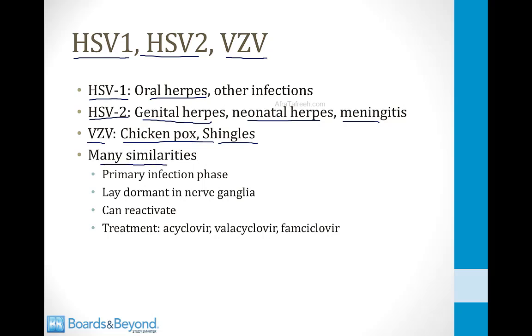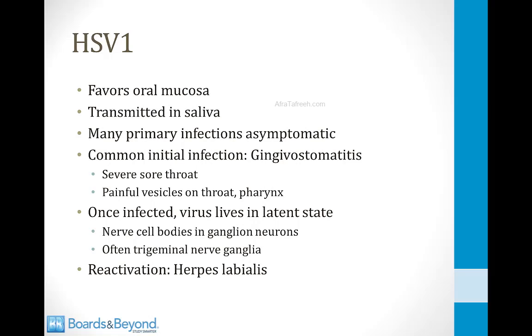So as I said, these three viruses share many similarities. They all have a primary infection phase, then they all lay dormant in the nerve ganglia of some part of the body. They can all reactivate later, and they're all treated the same way, generally with the -ovir drugs like acyclovir, valacyclovir, and famciclovir. So let's start by talking about herpes simplex virus 1.